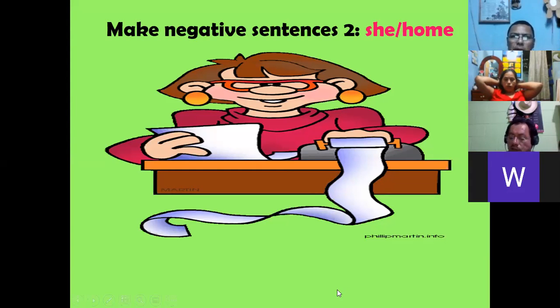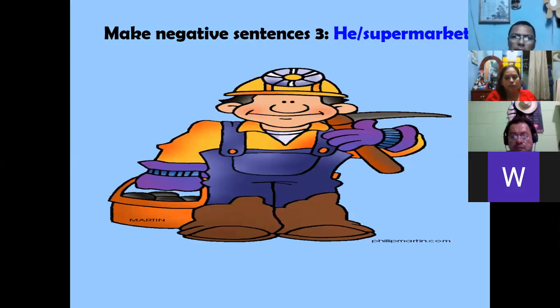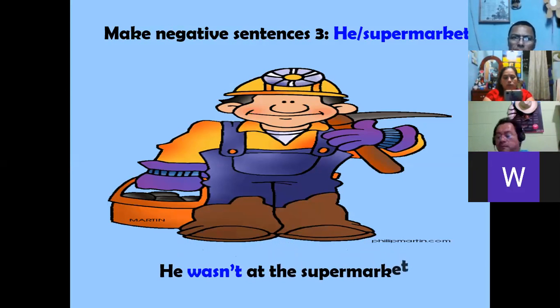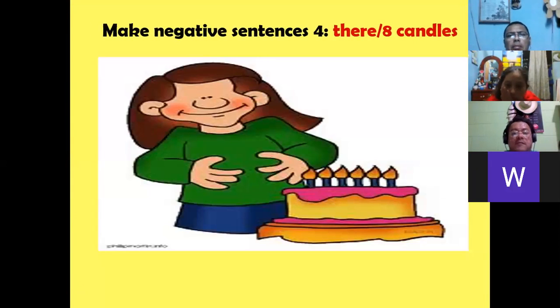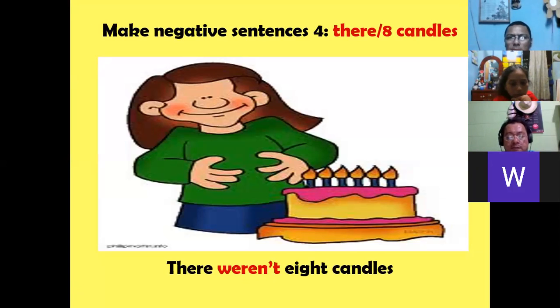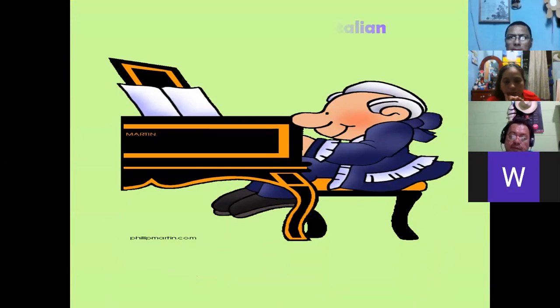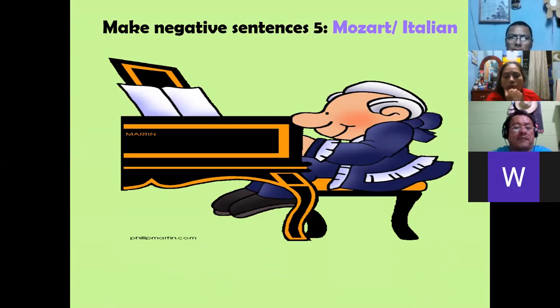She wasn't at home. She wasn't at the home. He wasn't at the supermarket. There weren't 8 candles. Perfect. Good job. It was 7. Mozart.